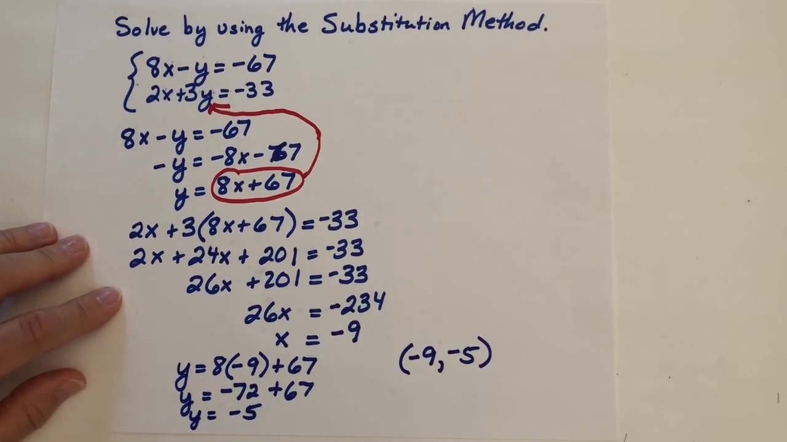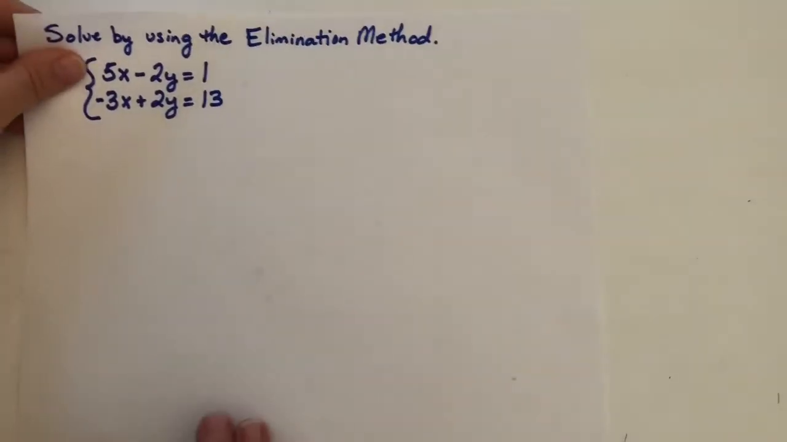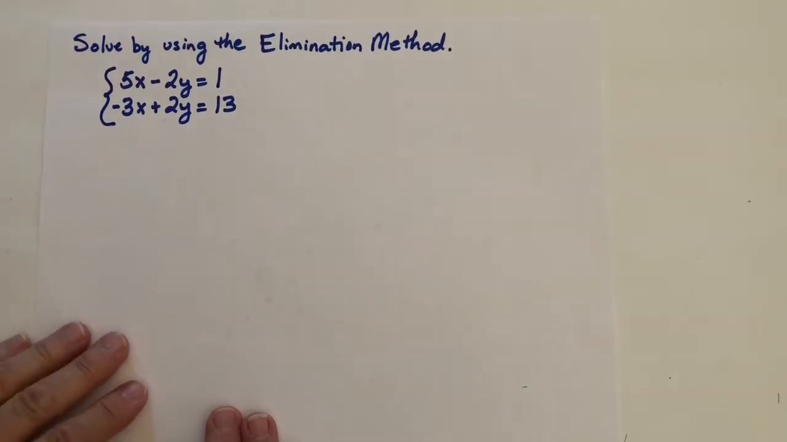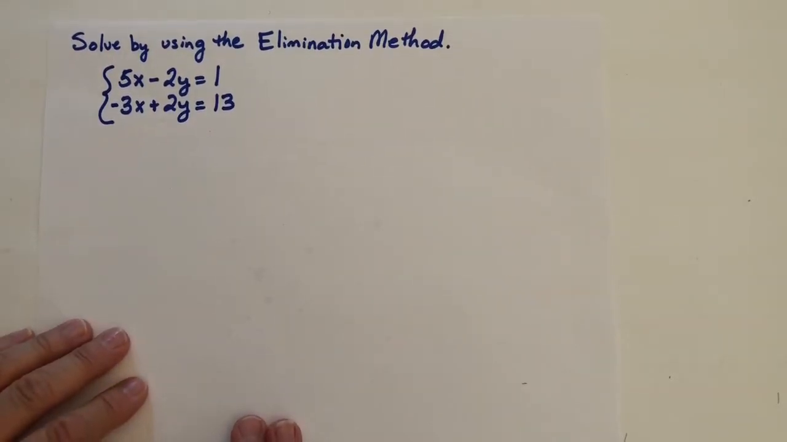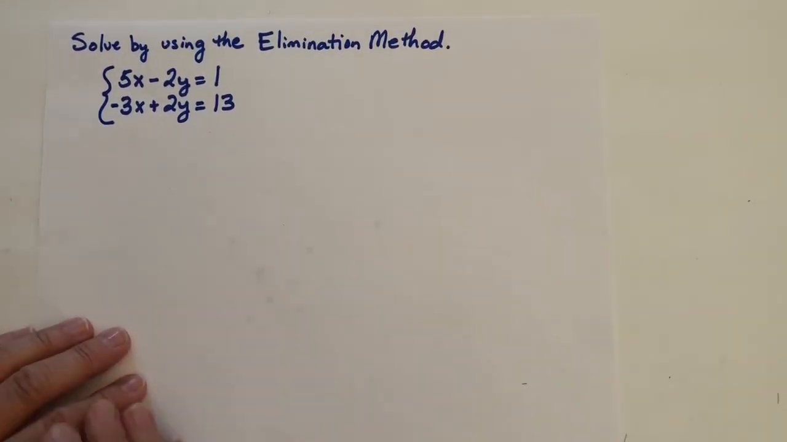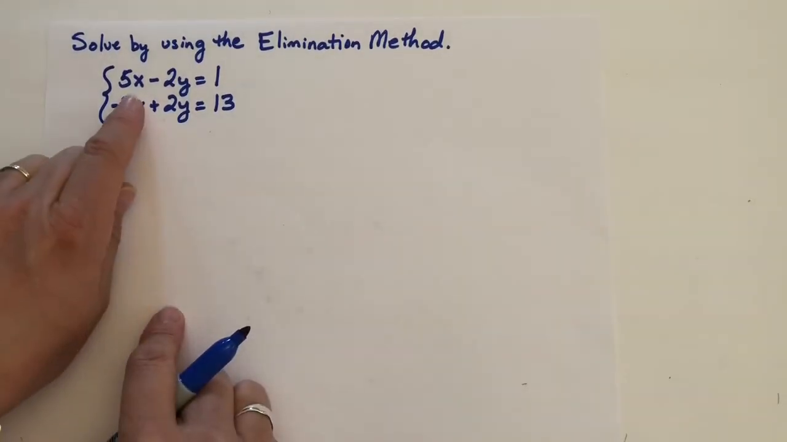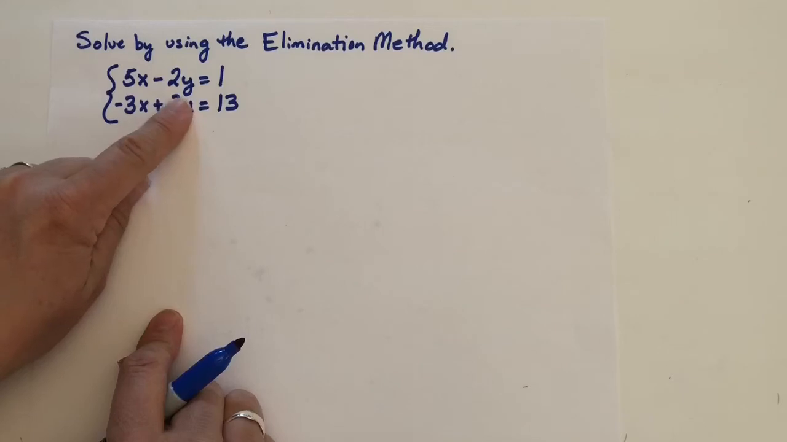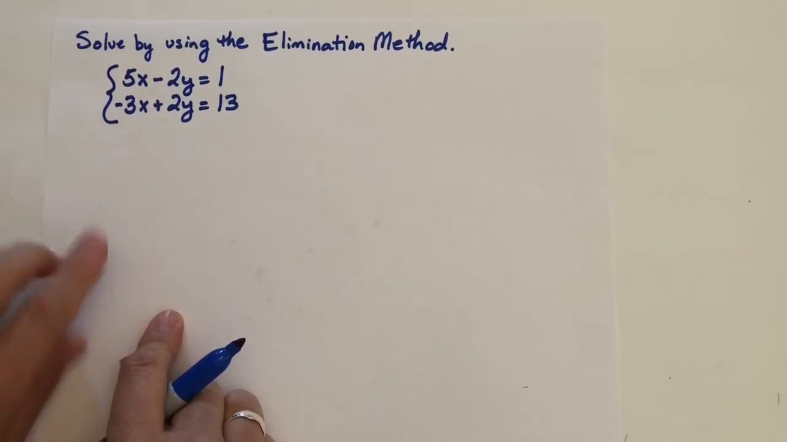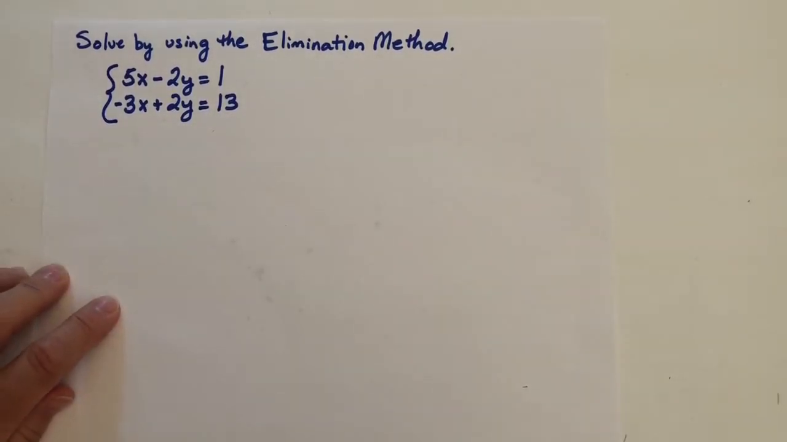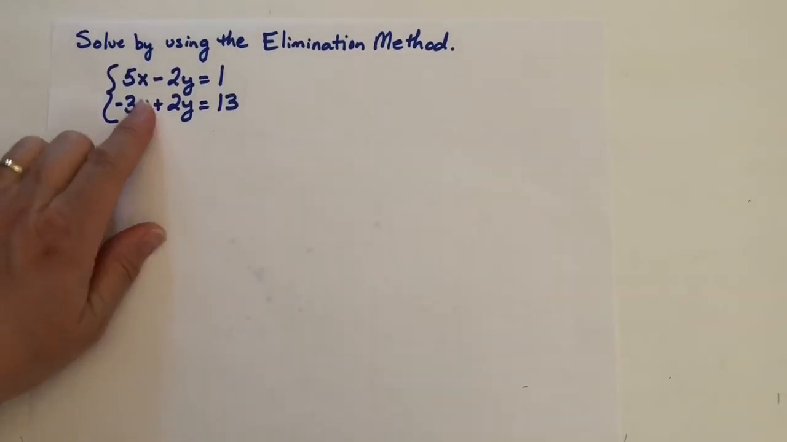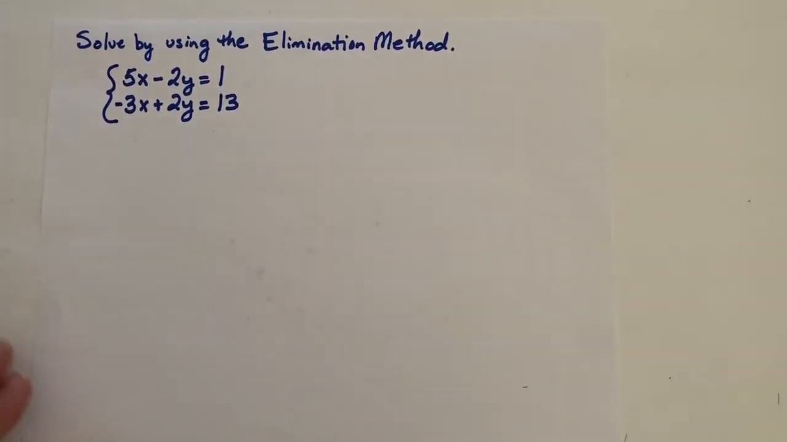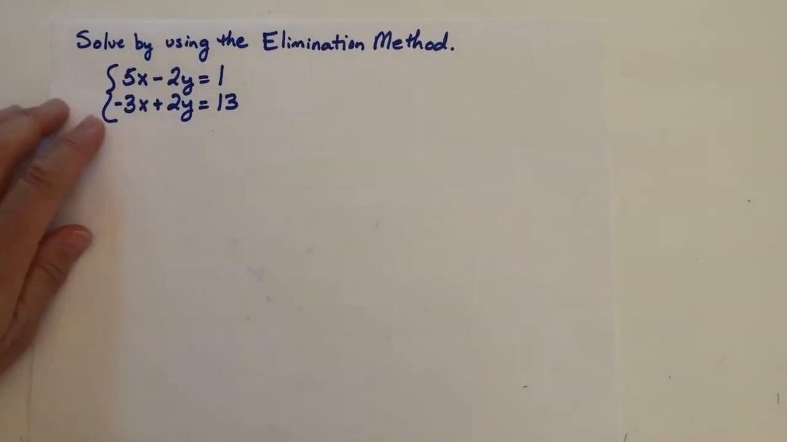Let's continue. Now for this particular problem, you could solve using the substitution method. Notice none of these expressions have a coefficient of 1 or -1, but that doesn't mean it's not doable. It just means it would take a little bit more work to solve for one of the variables. You'd be introducing fractions, but it's totally fine to do that.